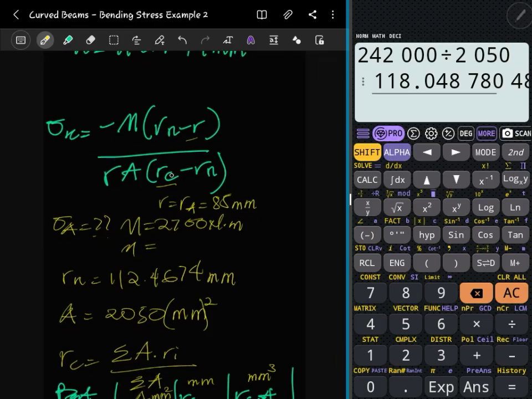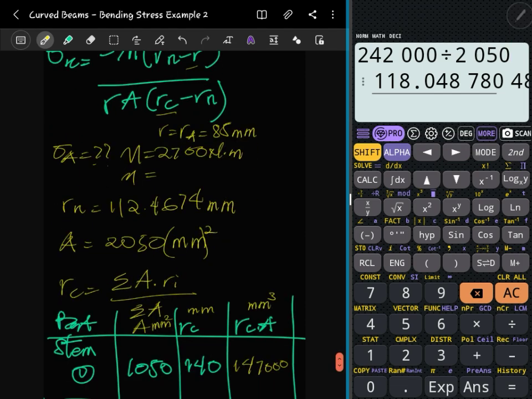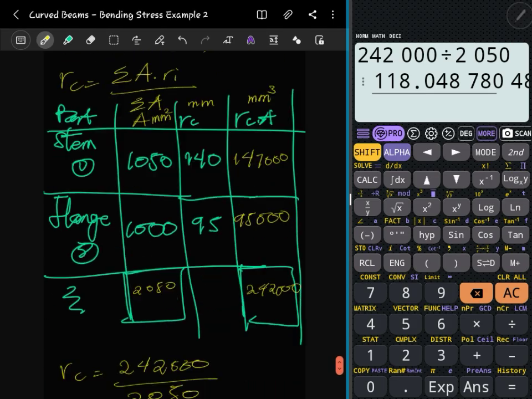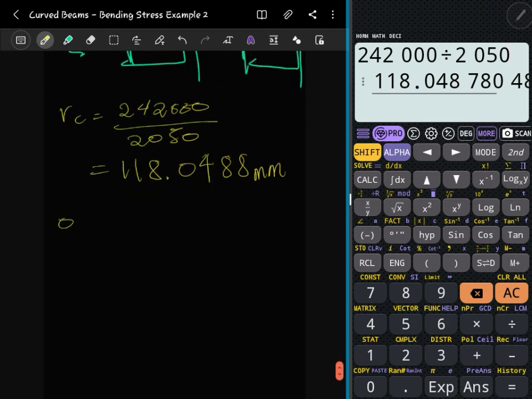We just look at the units. Everything here is in mm. The only thing in m is the moment, so that will give us 2700 times 10 to the power 3 Newton millimeter. So this is what we have. Now we move on to find the stress at A.